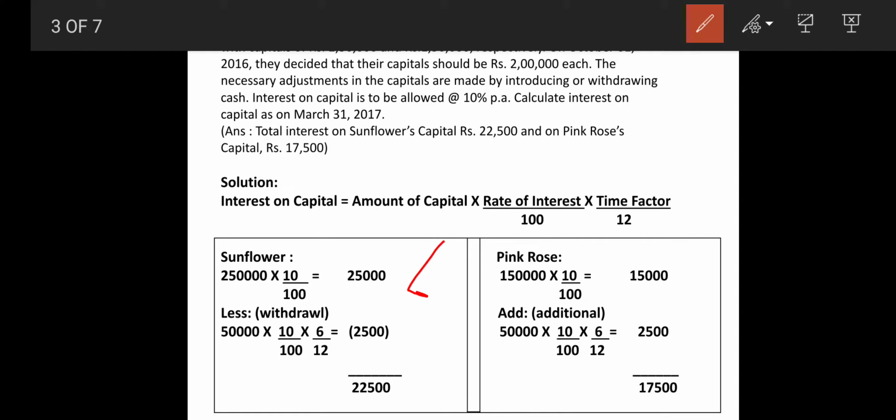Now of this, 50,000 is withdrawn by him. He has withdrawn this 50,000 from the firm. So now his capital turns up as 2 lakhs.